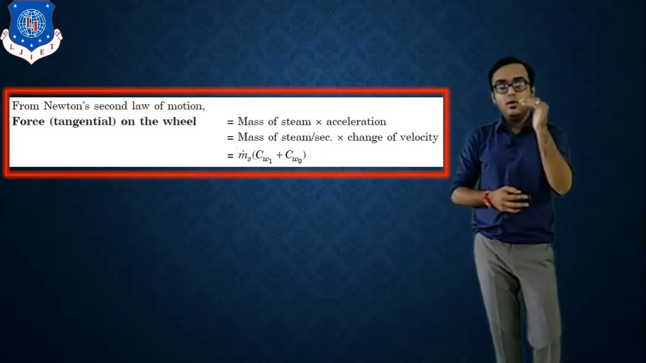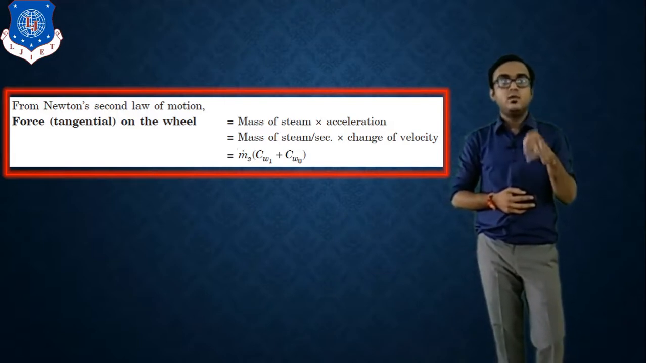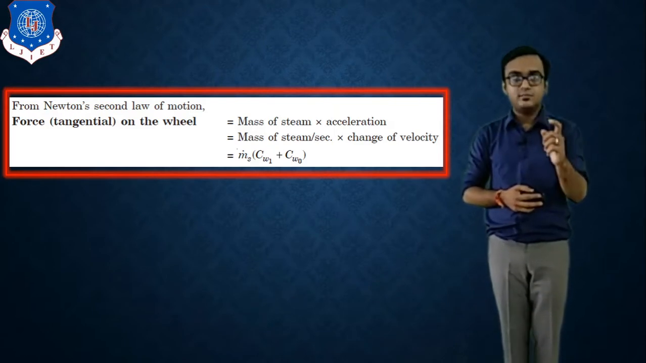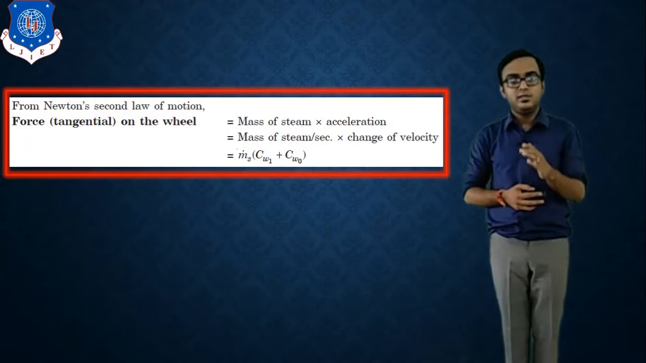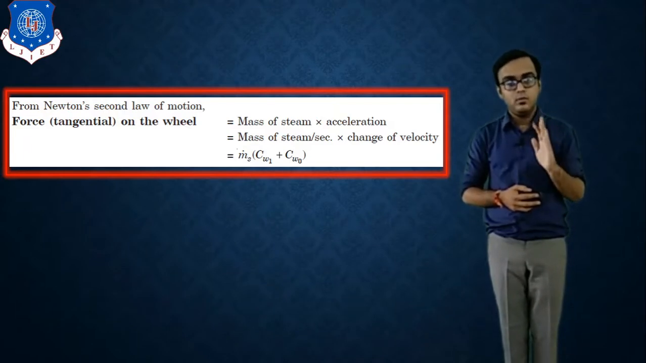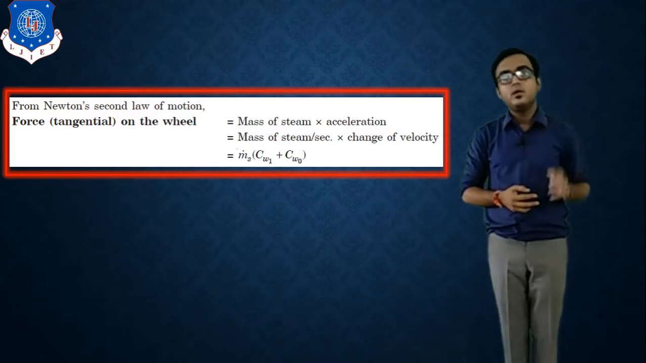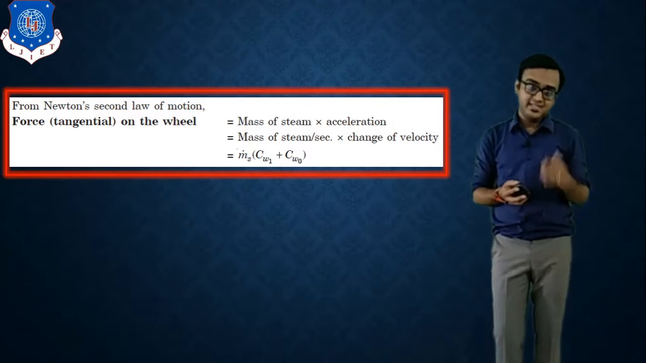So the final equation of force exerted by the steam on the turbine blade is equal to ms multiplied by (Cw1 plus Cwo). So it is all about the force. Okay, clear to all? Now second, I would like to brief you about the work done per second.